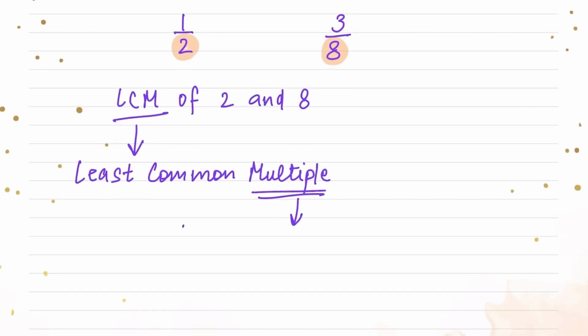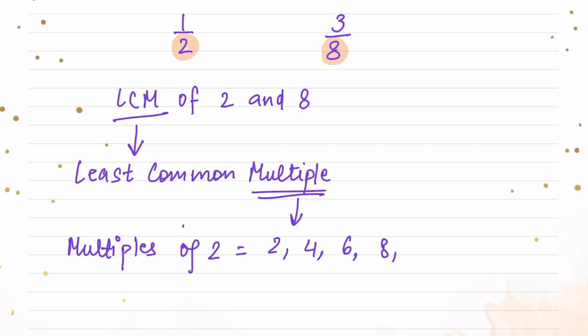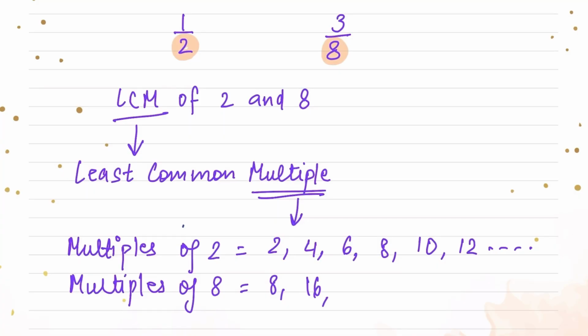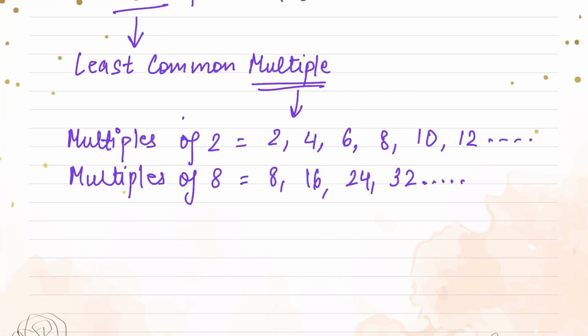What is this multiple now? Multiple means numbers which will come in the table of 2 and 8. Let's see the multiples of 2 first. They are 2, 4, 6, 8, 10 and so on. Multiples of 8 will be the numbers which will come in the table of 8. 8, 16, 24, 32, 40 and so on. Now we need to check the smallest and the common multiple in these lists. See, this is 8. It's the smallest number and the common number among these two.